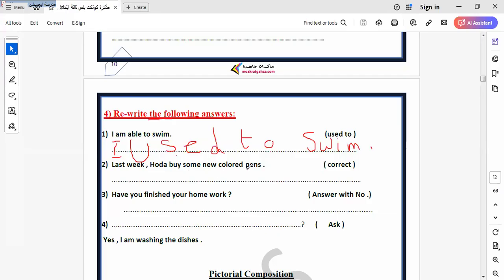Last week, Hoda buy some new colored pens. Correct. Here we have last. As we told you, last means the past simple. So I replace it by bought. Why do I replace it by bought? Because we have here last, and last is the past simple, so the verb must be corrected to the past form. As we told you before in grade 3, we must keep the irregular verbs because it's important. In English we can't answer any sentence without knowing the irregular verbs. Irregular verbs in English are like the timetable in mathematics, so they must be kept.